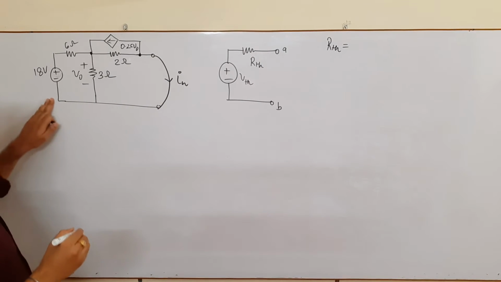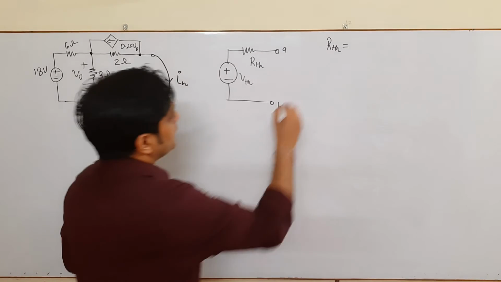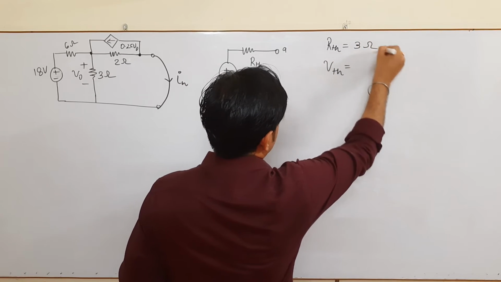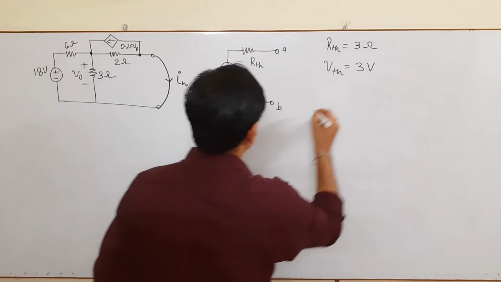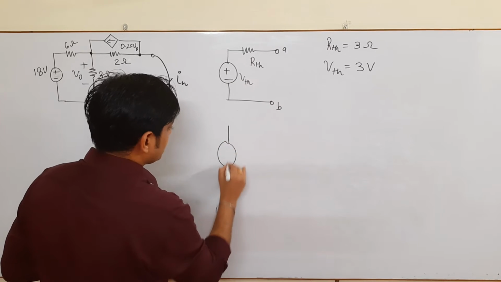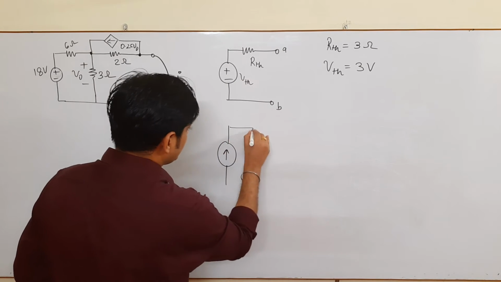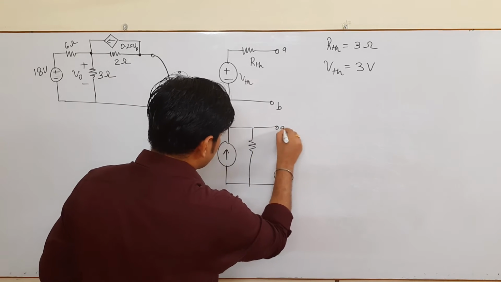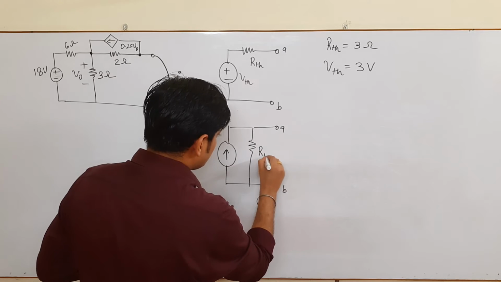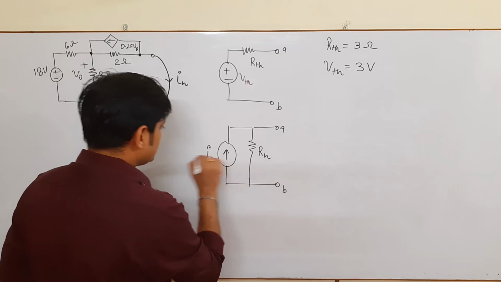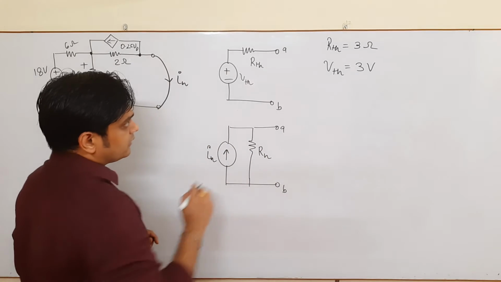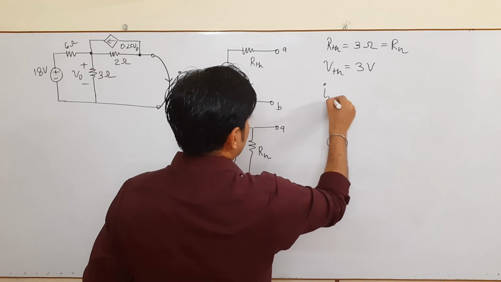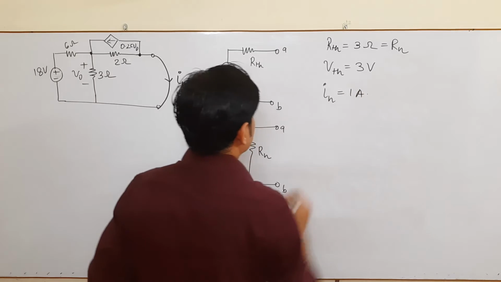The value of RTH which we have found earlier is what? And the value of VTH is what? So this we have found as 3 ohm, this we have found as 4 volt. Similarly, if I make another network here, again this is AB, which we call IN, and here it is IN, this is RN. So RTH and RN are equal, and IN we have found as 1 ampere.